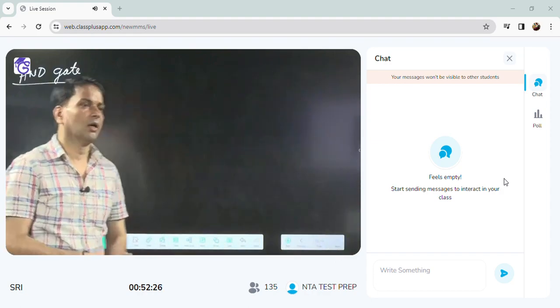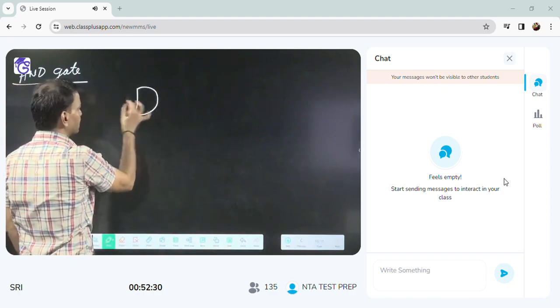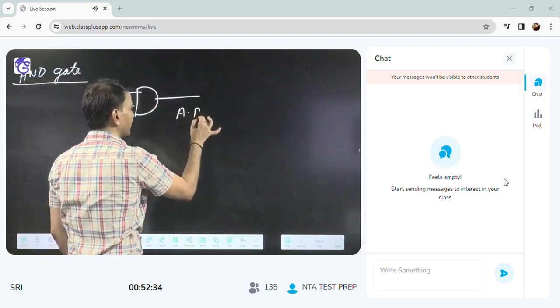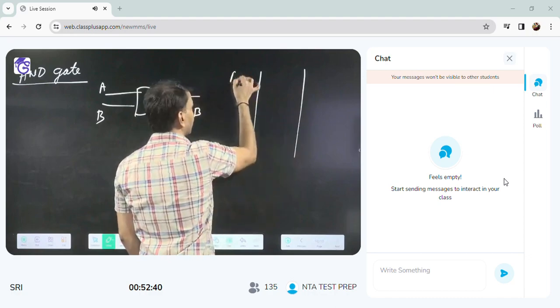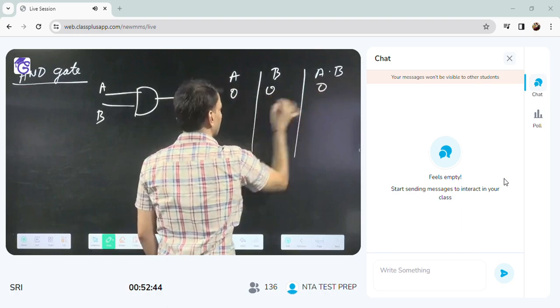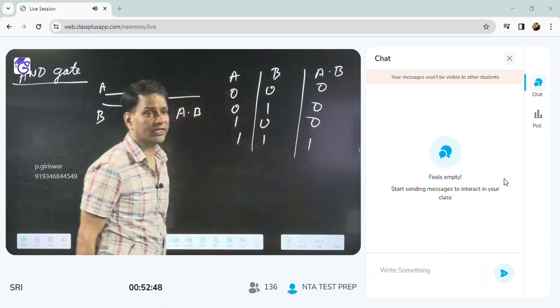Okay. Now, AND gate is what? AND gate means dot operation. Dot operation means two inputs A and B, and it will give the output A dot B. In that case, we know that it will give 1 only in one case, when both are 1. Otherwise, it will always give 0. 0 0 0, 0 1 0, 1 0 0, 1 1 1. Only one case we will get 1.